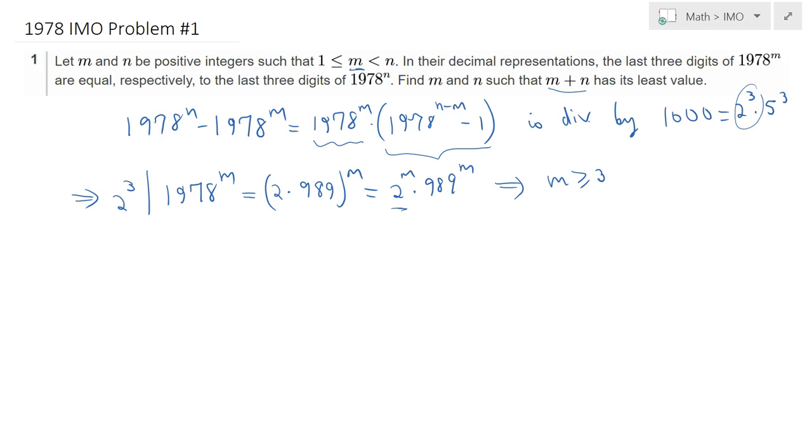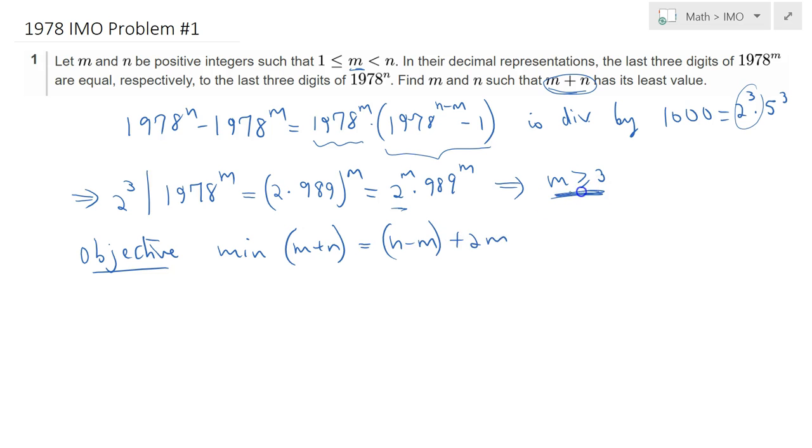Now, for the rest of the discussion, my objective is to minimize m plus n, but m plus n can be written as n minus m plus 2m, and I can easily minimize the m here. So the problem is equivalent to searching for conditions when m is equal to 3, what will be the smallest n minus m for this one? Okay, so let's start with the following observation.